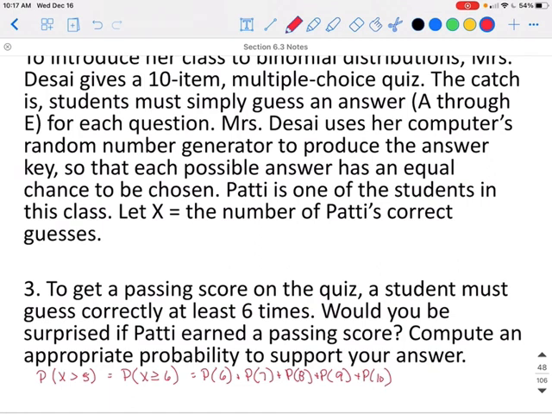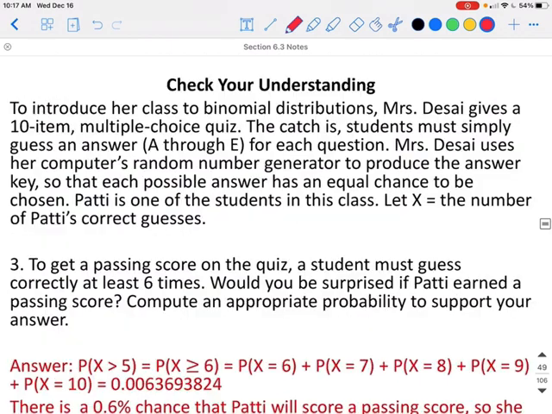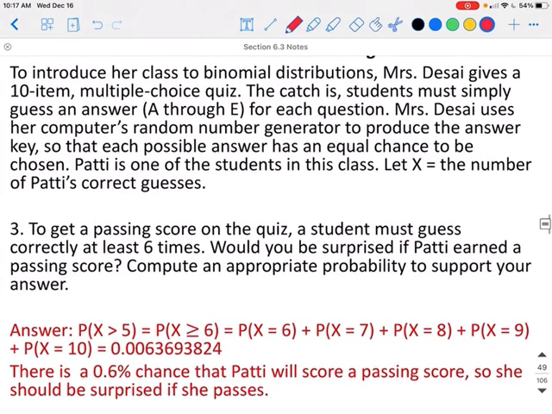You can do those in the calculator separately, or remember, you can find the probability that X is less than or equal to 5, and then you can do 1 minus that probability. Sorry, this should be a 5, to find the probability that it is greater than that. You can do it whichever way you want, either on the calculator or part of it by hand. But this is going to give you 0.006 or a 0.6% chance that Patty will score a passing score. So you should be surprised if she passes this quiz.